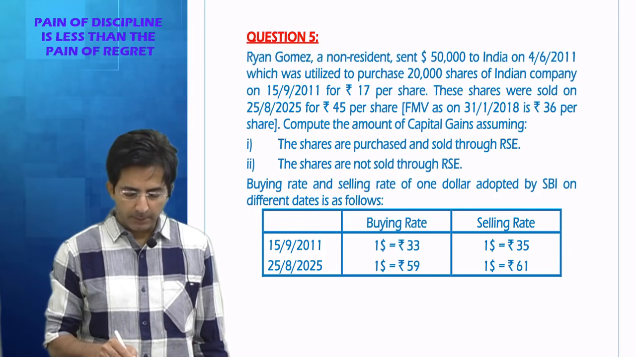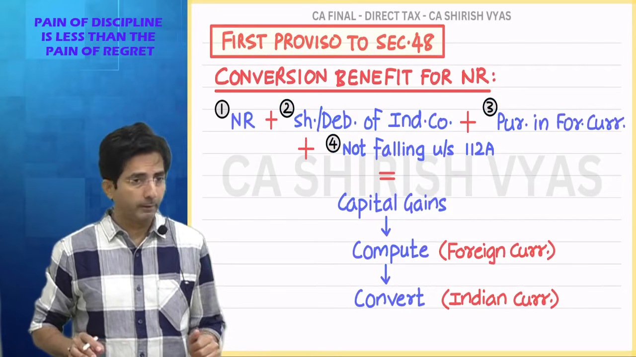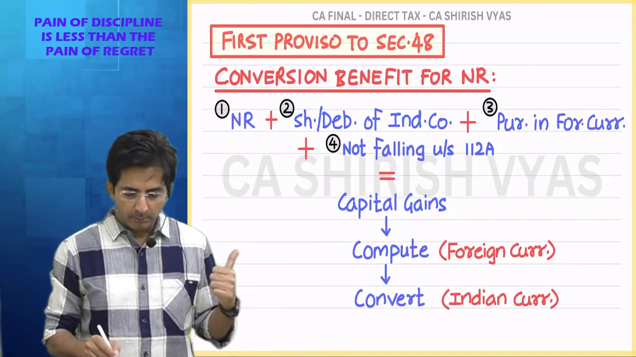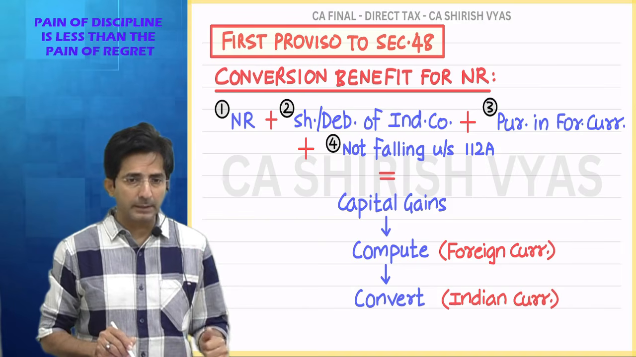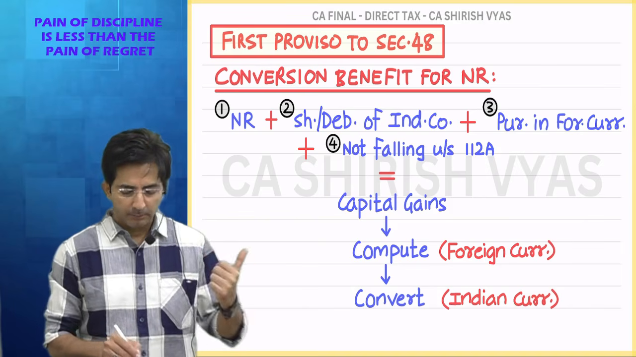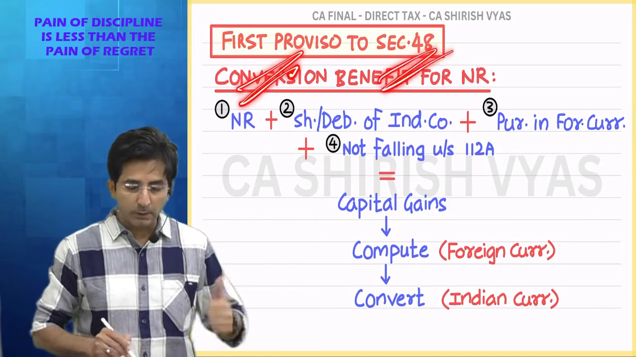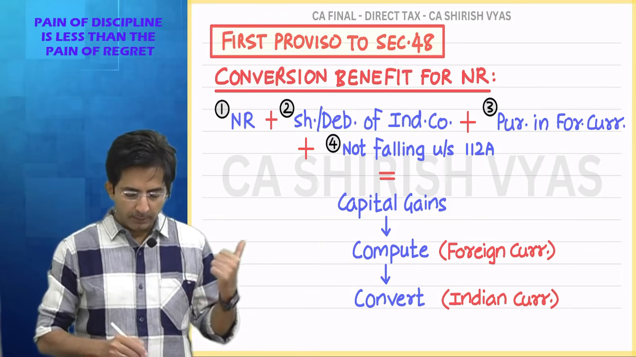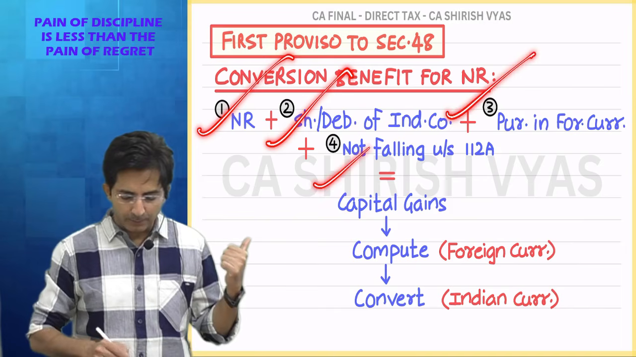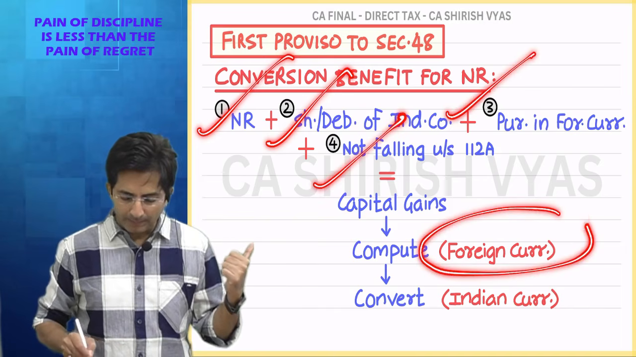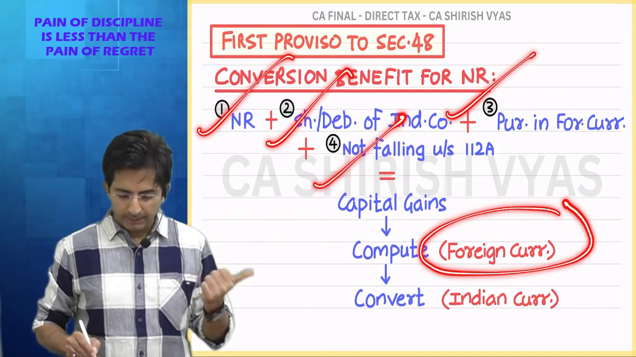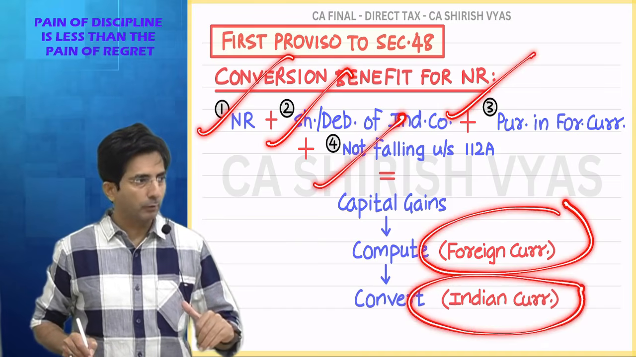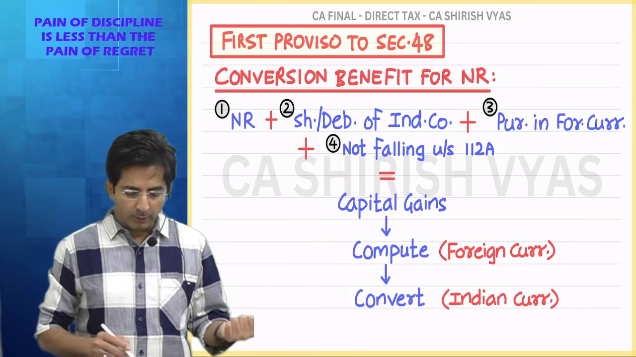See, first let me show you the theory of conversion benefit. There was one section in capital gains, which I had explained in capital gains, which is called first proviso to section 48. Here, if these 4 conditions are satisfied, first you calculate capital gains in foreign currency and then you convert into Indian currency. Okay. And what were the 4 conditions?